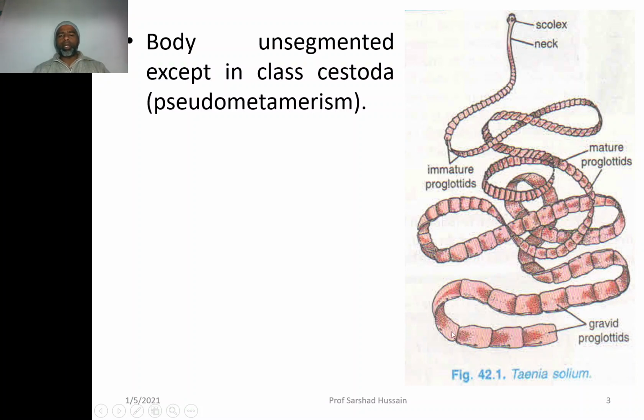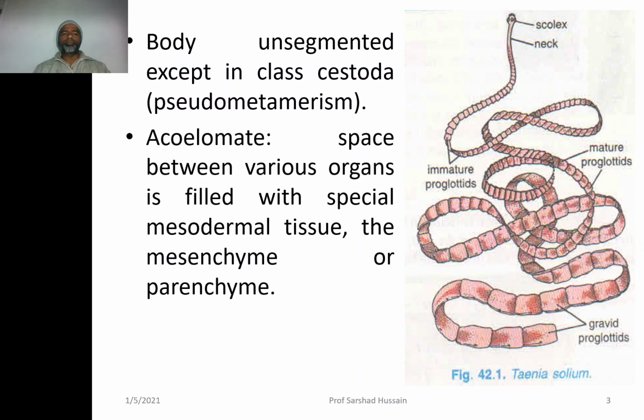Thus, at one point of time, you may have some number of segments. At another point of time, you may have more or fewer segments. So, when the number of segments in an animal is not fixed, it is called pseudo-metamerism. A young individual may have fewer segments, and an older individual will have more segments, and so on. So the number is not fixed. So it is called pseudo-metamerism. That means false segmentation. Phylum Platyhelminthes has false segmentation.